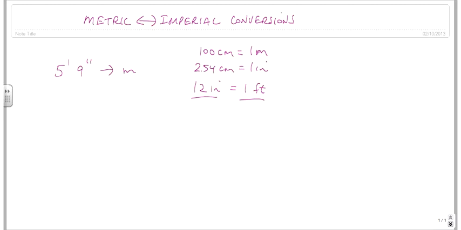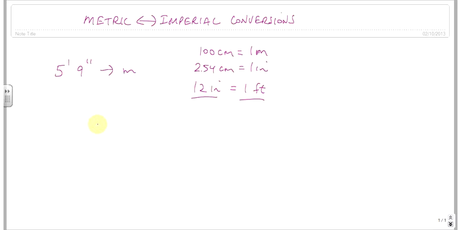Okay, going to do a couple examples of metric to imperial conversions and/or imperial to metric conversions. We need to know how to go back and forth here and convert some common numbers between the two. This is a typical height for an average human being on this continent. I want to know how many meters 5 feet 9 inches is.